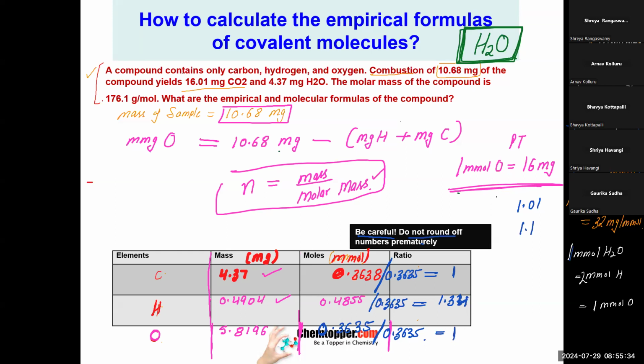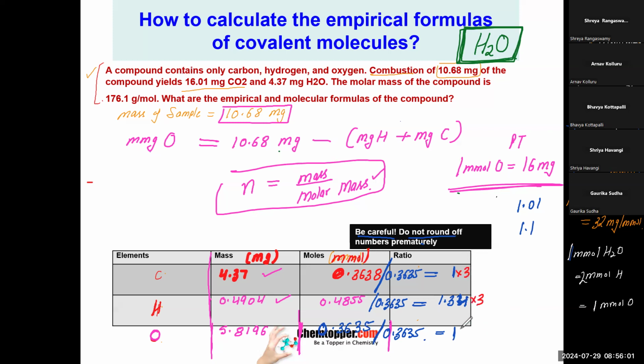Now what should I do? Because my number is not a whole number ratio. I have to think about a smallest factor. You can start with 2. Is it helping? No, it's going to make it as 1.68. I cannot approximate 1.68. So go for next. Next number is 3.